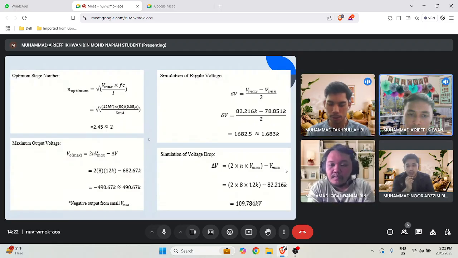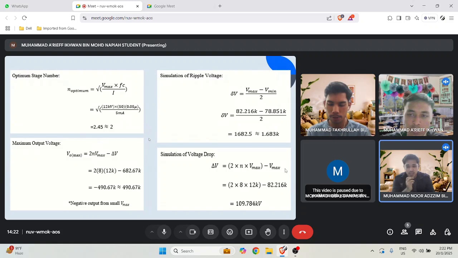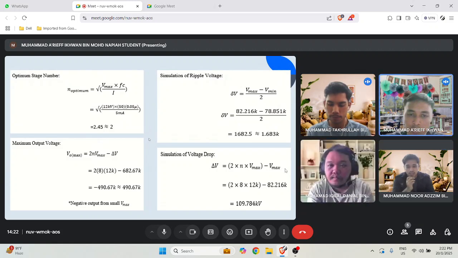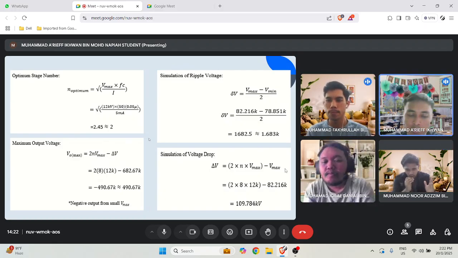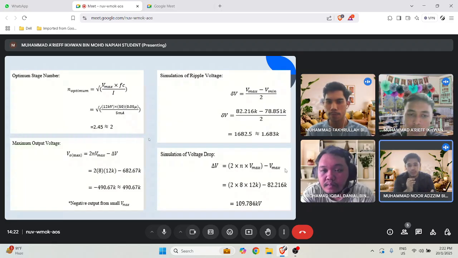The maximum output voltage is 2n Vmax minus output voltage drop. So 2 times 8 times 12K minus 682.67K, and we will get a negative result, 490.67K. In consideration of the negative, we will put the positive answer, but we must not neglect the result. So the negative will be included in the result.